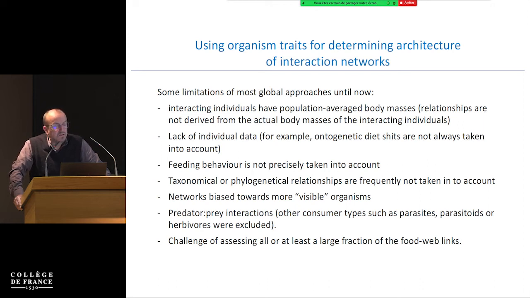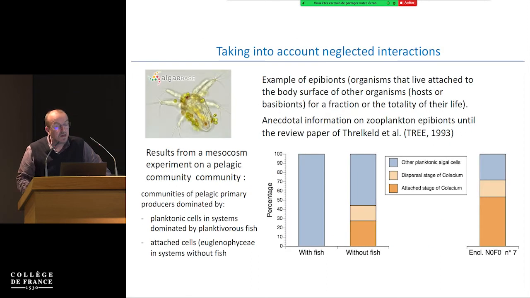And also, networks are biased toward more visible organisms, and some types of interactions are frequently not taken into account, for example, parasites, etc. So there is a challenge of assessing all or at least a large fraction of the food web links. Perhaps we might say that it is not important and that we are used to dealing with the more important components of the food webs, of the communities.